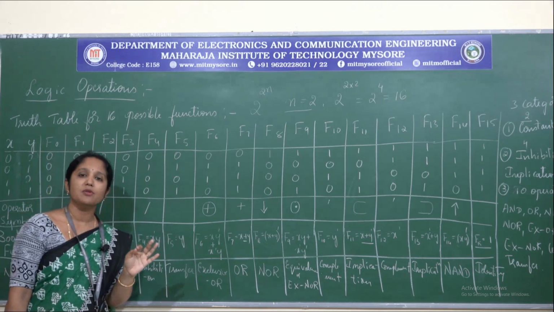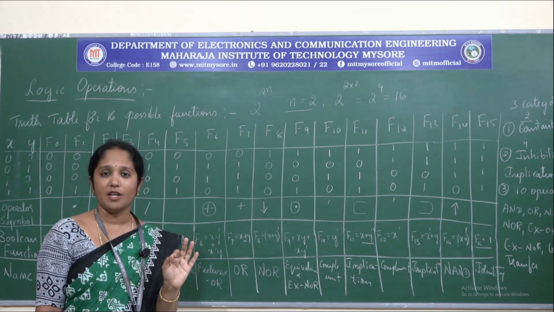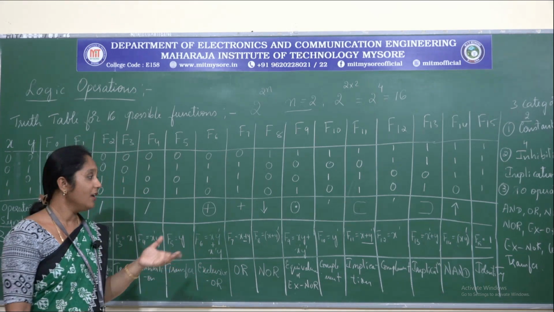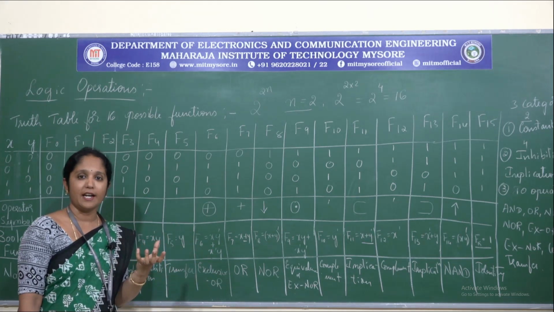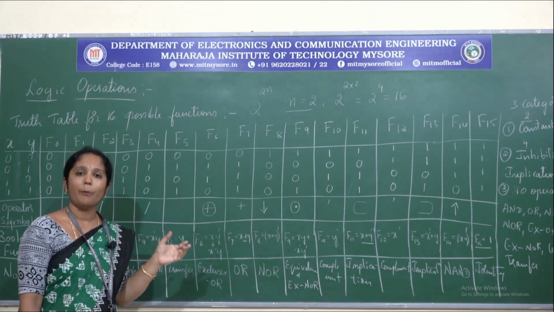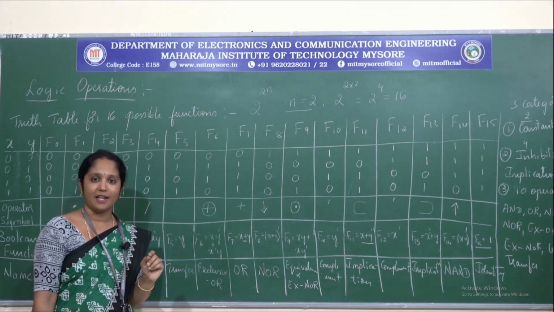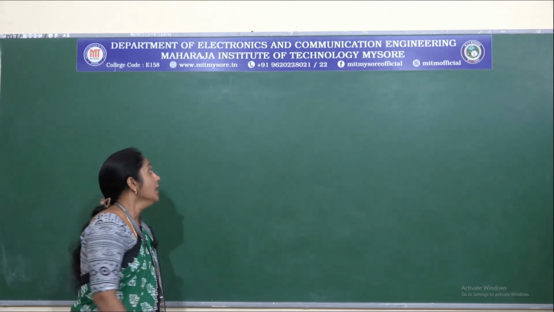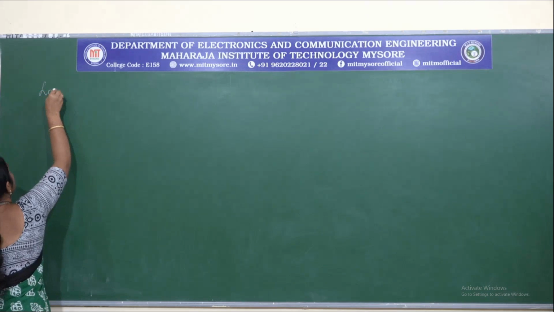Instead, we will be representing only 7 operations in the form of gates. Let us see which are those, and let us understand the logic gate symbol for the respective operations, as well as the truth table for individual gates. Next, let us see the logic gates. So we have 7 logic gates.